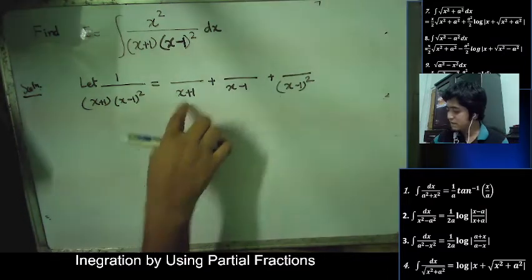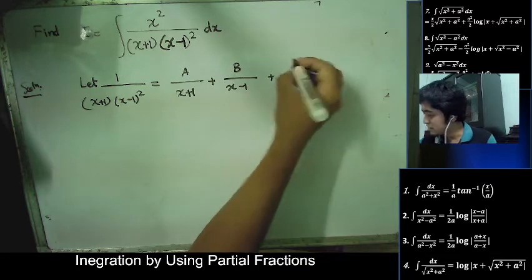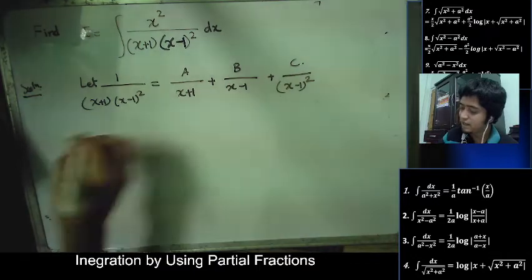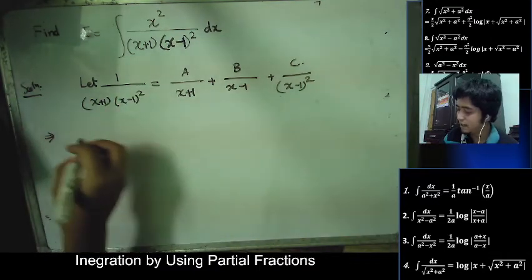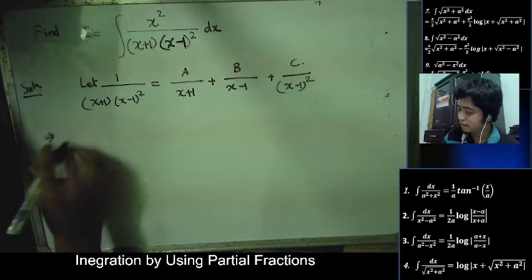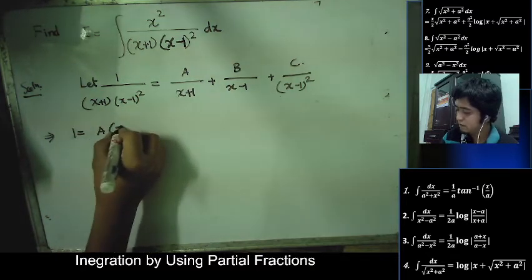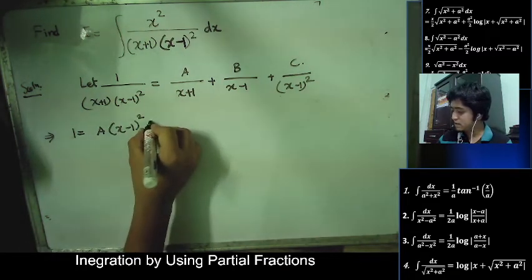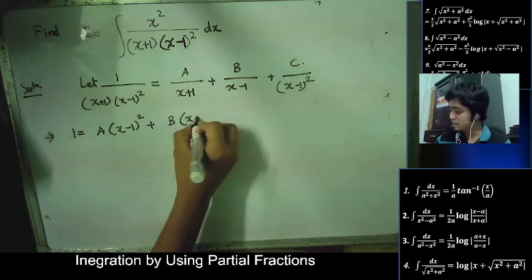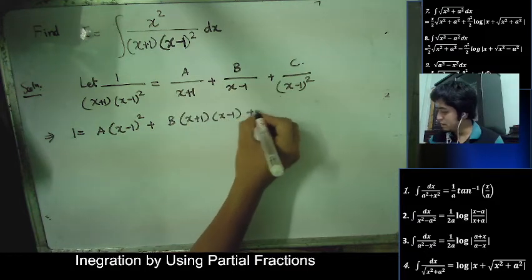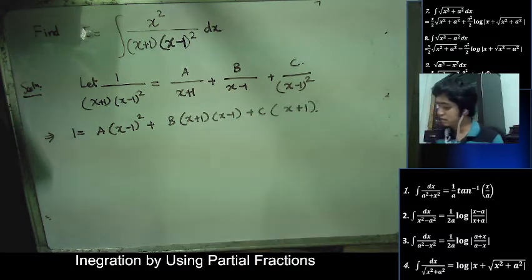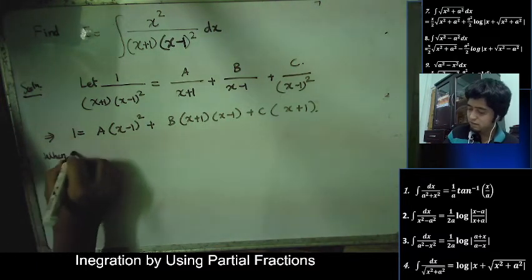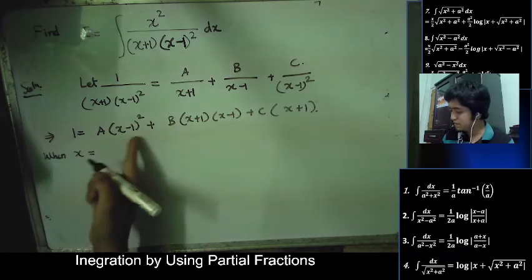Over here this one is linear. Again, over here will be constant, constant, constant, because all of them are linear factors. Now again we will multiply the whole thing, so we'll be getting 1 equals a times x minus 1 whole thing square plus b, you'll be having x plus 1 into x minus 1, plus c into x plus 1. So this is what we will be having. So comes this part. Now we will substitute x is equal to 1.